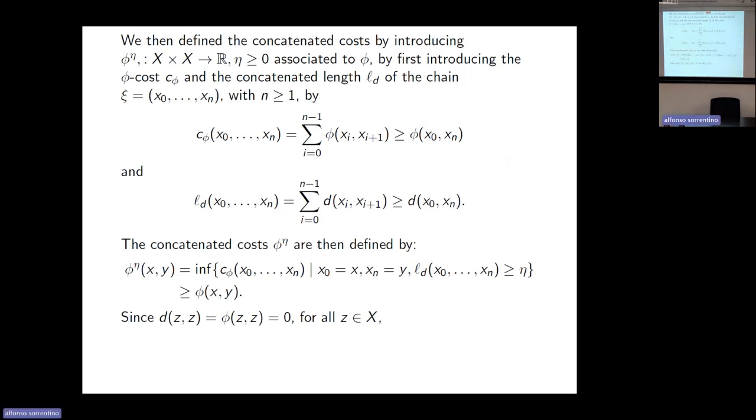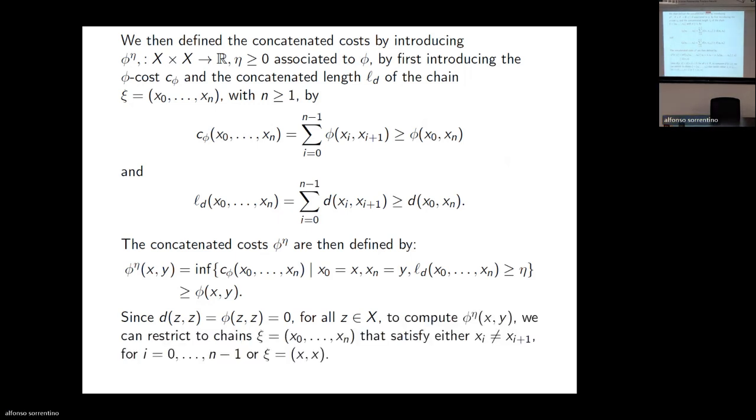And we remark that because the distance from z to z and the phi of z to z is 0, when we have a chain, when we compute the infimum, we can only consider chains that satisfy that two consecutive terms are not equal, because if they are equal, we can drop them, except we have to be a little bit careful. You still want to have a chain, so you need to have at least 3 points. So the only case where you cannot drop is x. So you have to add it.